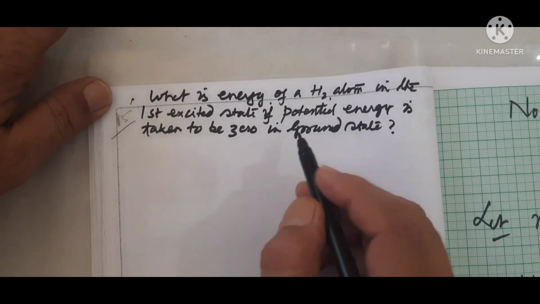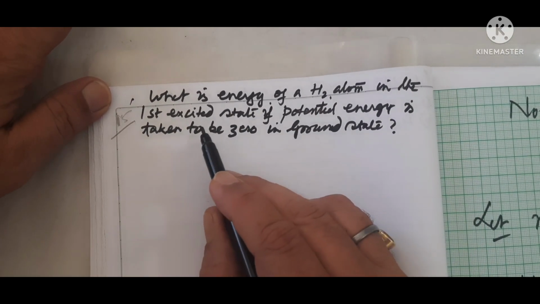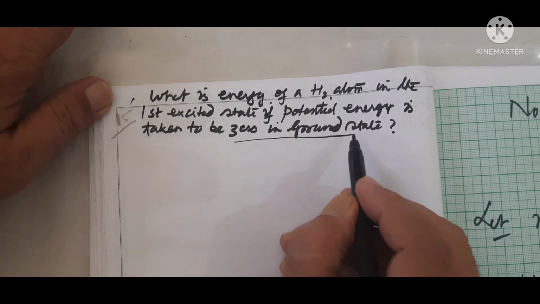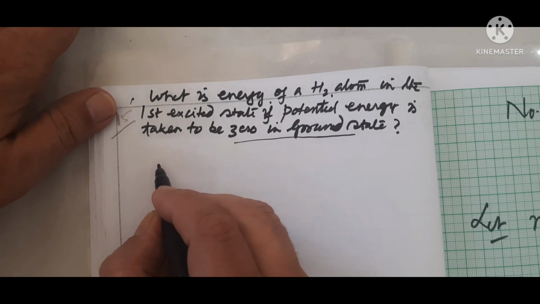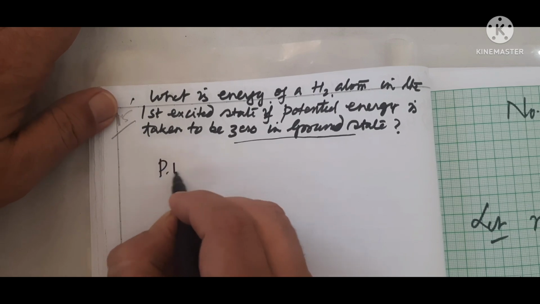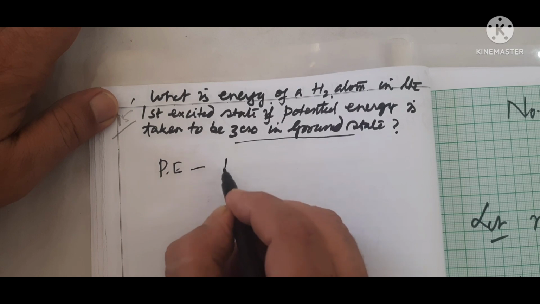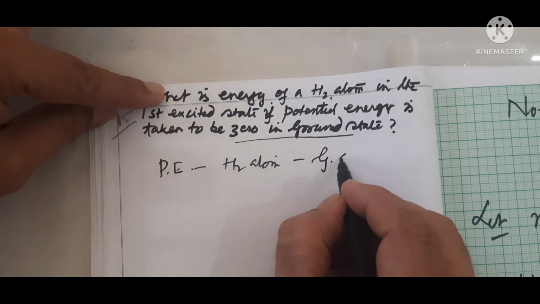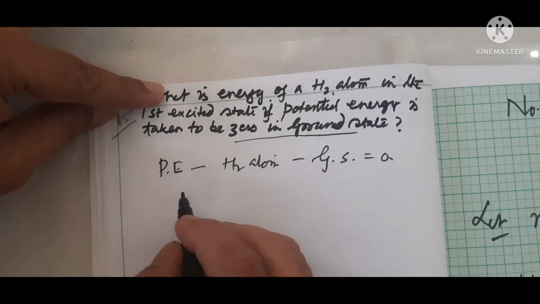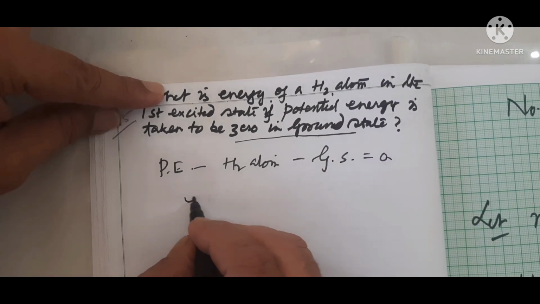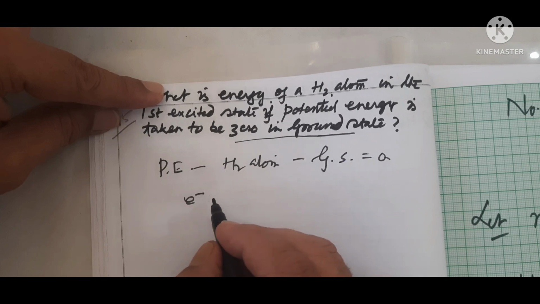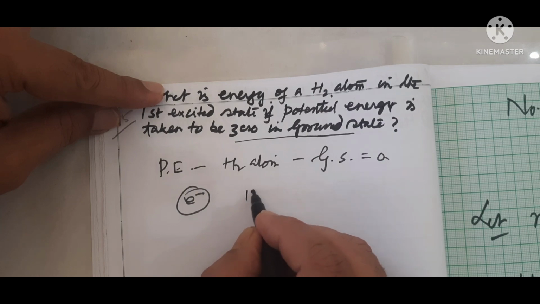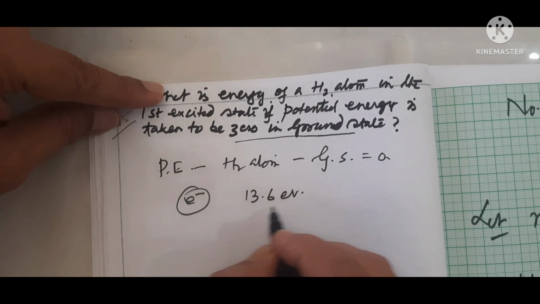What is the energy of hydrogen atom in the first excited state if potential energy is taken to be 0 in the ground state? So potential energy of hydrogen atom at the ground state is 0, and you know an electron is bound to the nucleus, and having the energy 13.6 electron volt in the ground state.